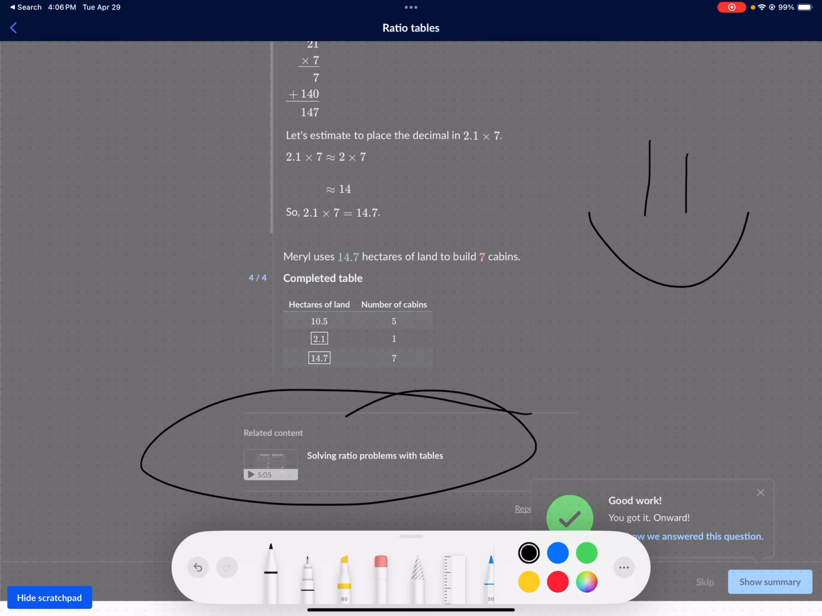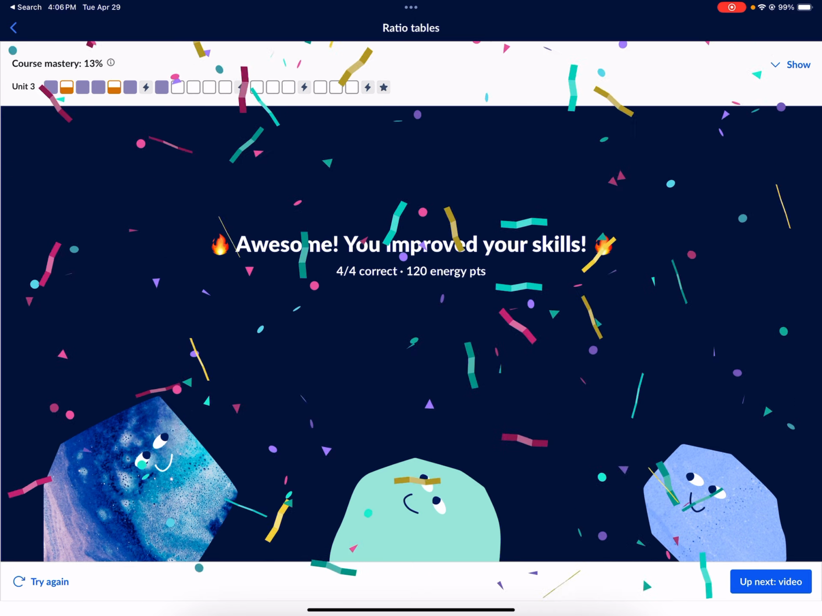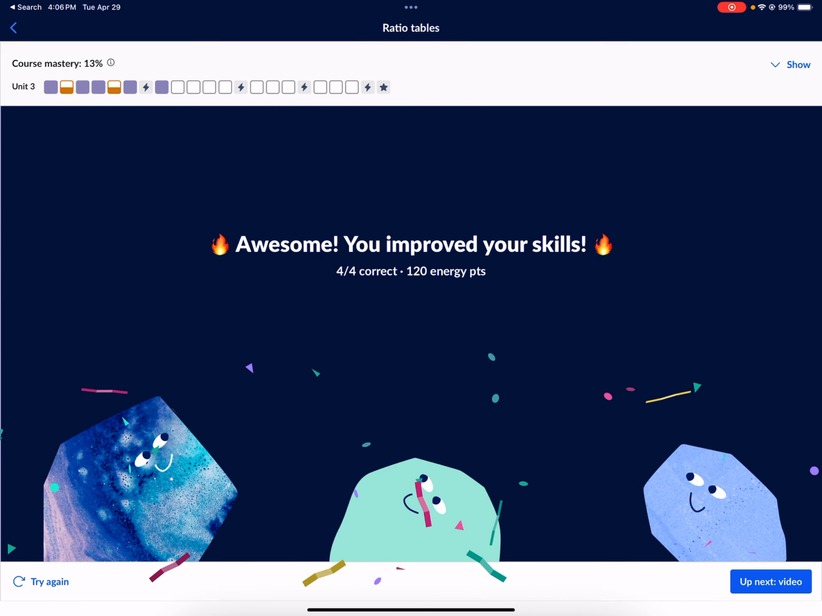Yeah, who would want to live in a 14.7 kilometer cabin? I have no. I mean, maybe I would. I don't know. Who knows?